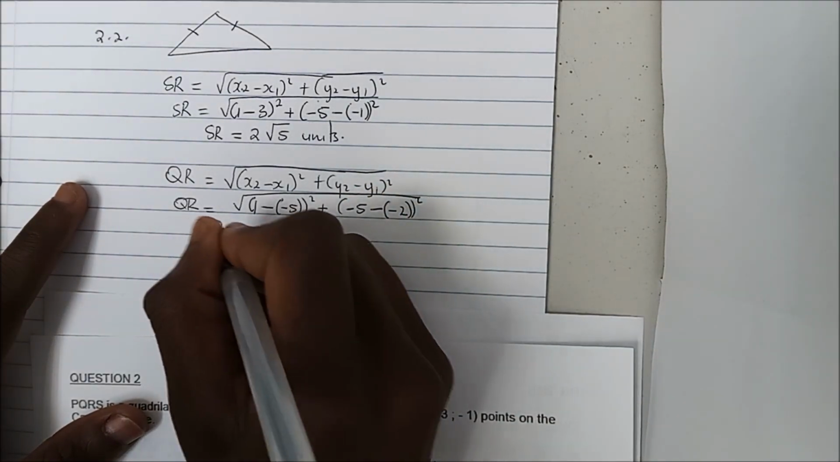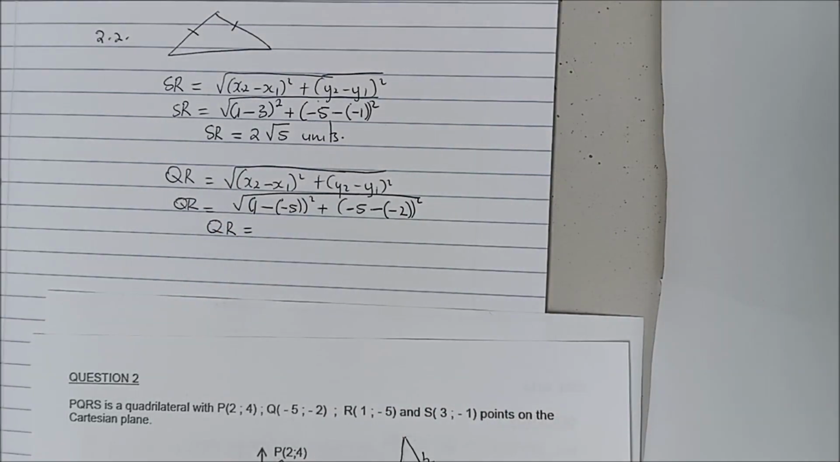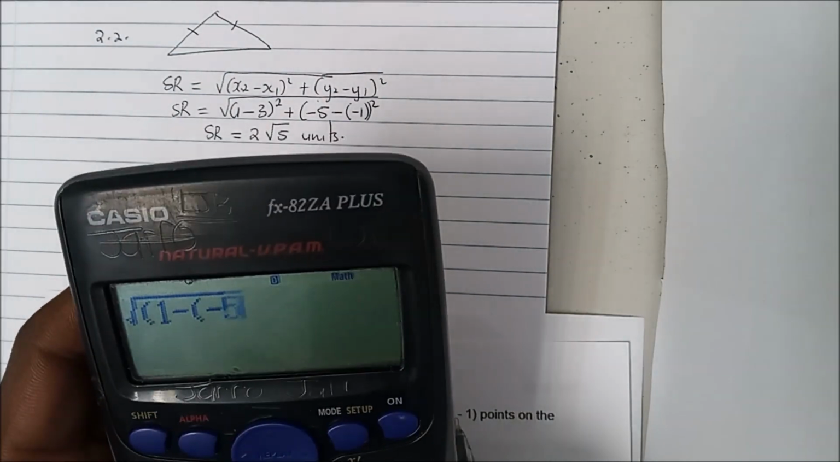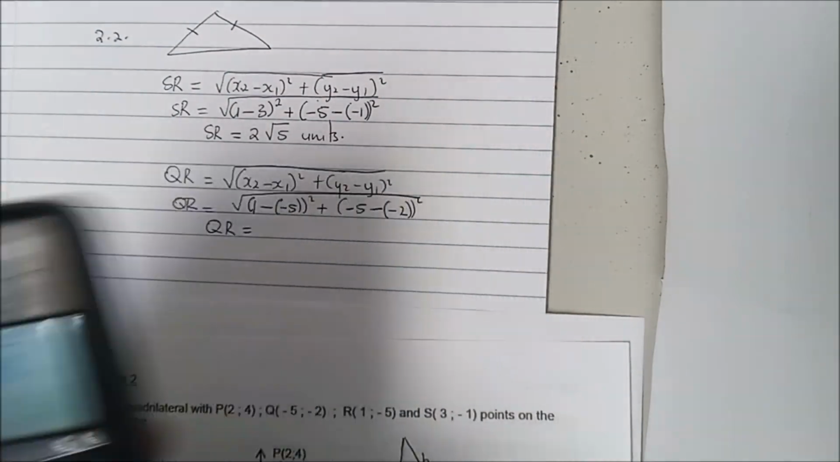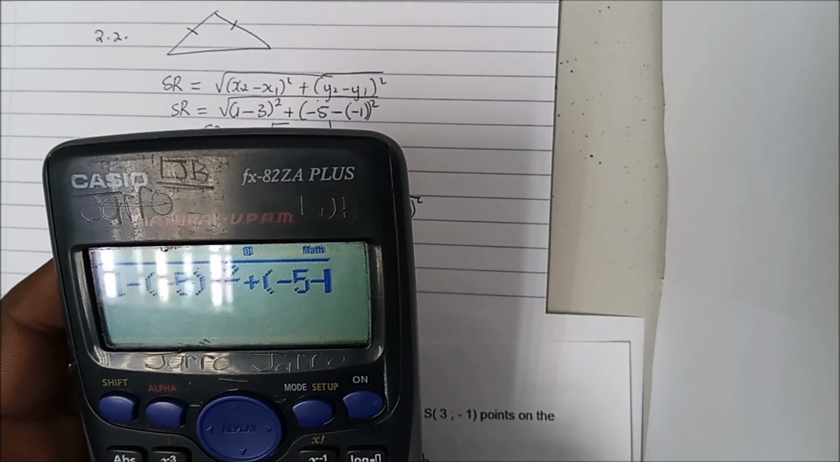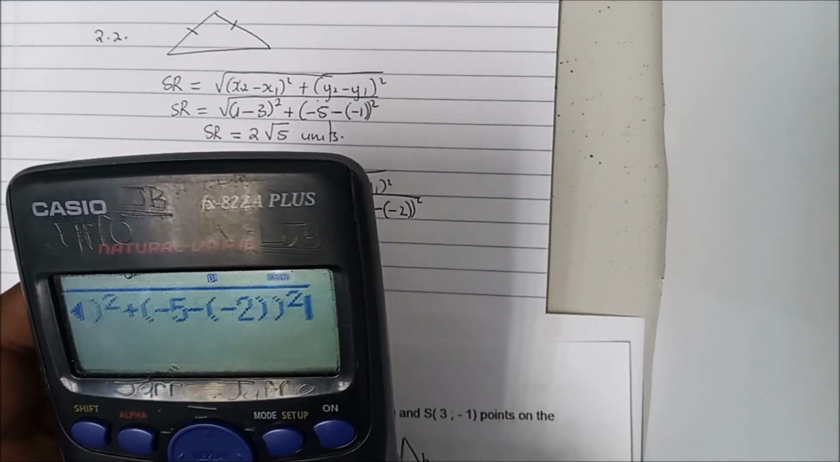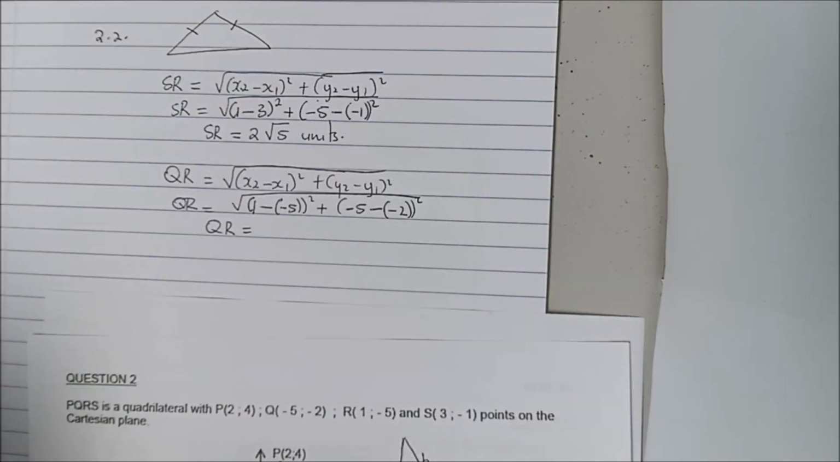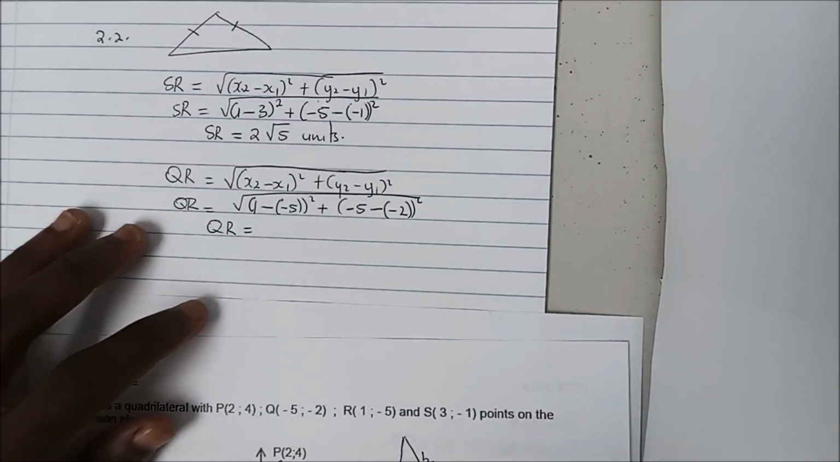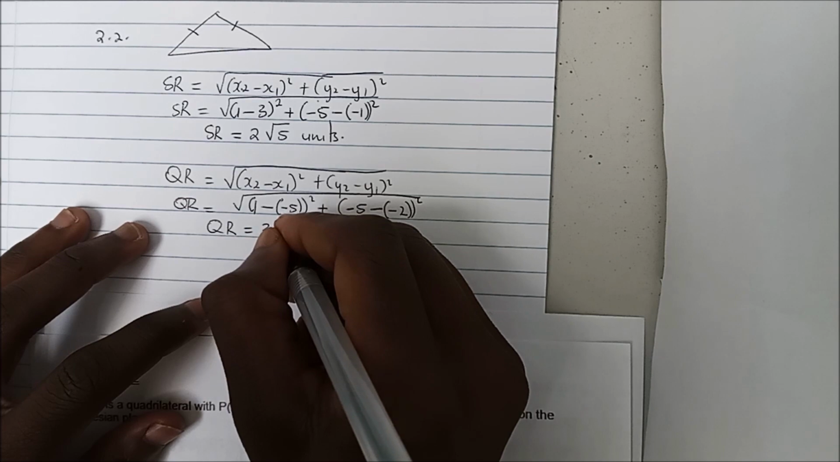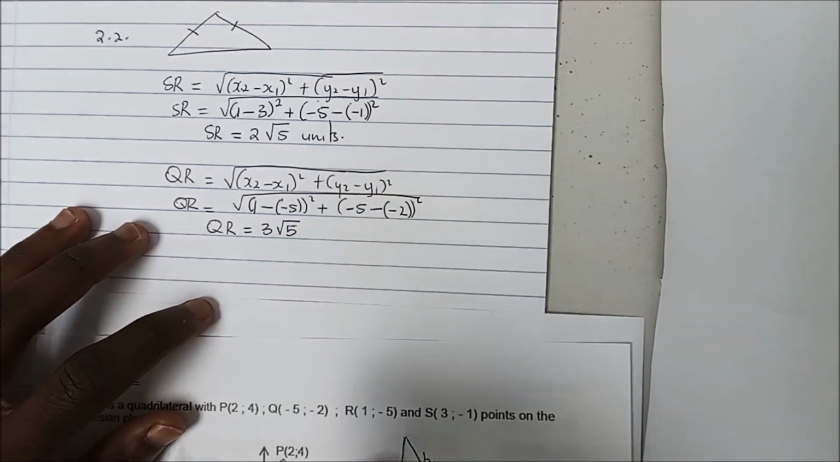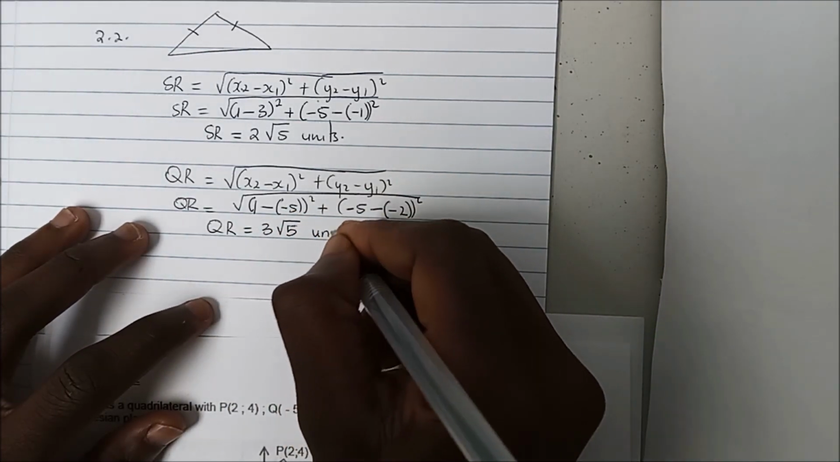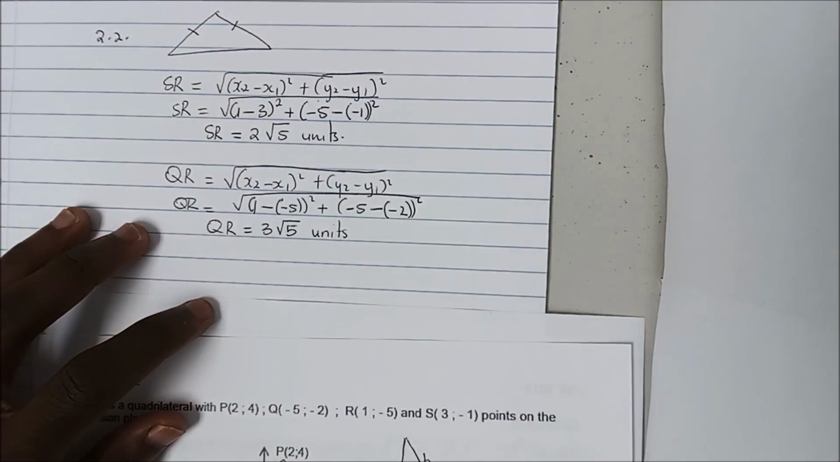So let's go ahead and put that into our calculator to find the length of QR. So we have the square root of (1 minus negative 5) squared plus (negative 5 minus negative 2) squared. What is the answer? We get 3 root 5. No problem. So this is 3 root 5. Remember, an isosceles triangle has two equal sides.